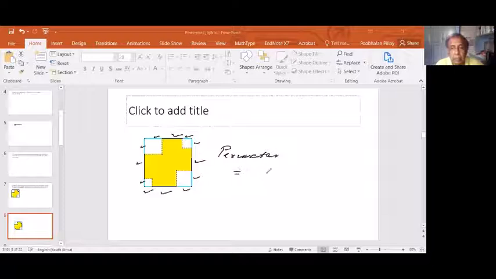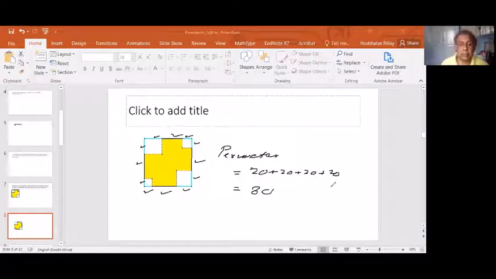actually equal to 20 plus 20 plus 20 plus 20, which is 80. See? So this was a little trick to add a rather clumsy looking object, but when you do what I did, you see that it becomes quite straightforward.